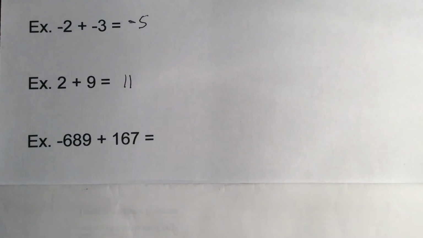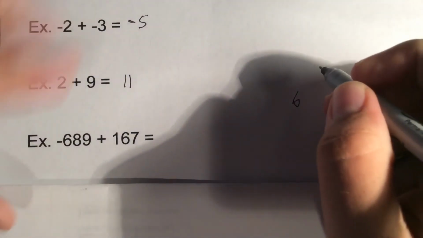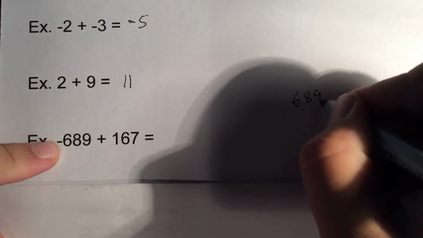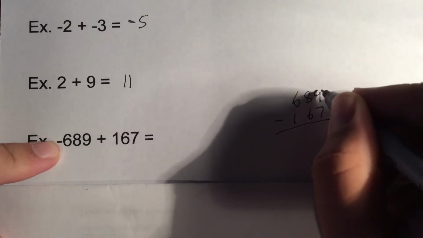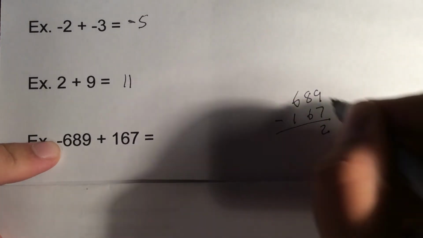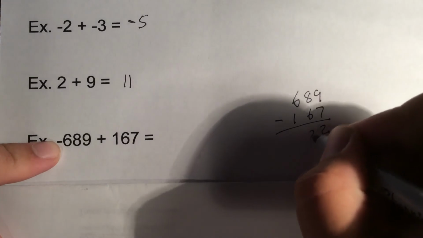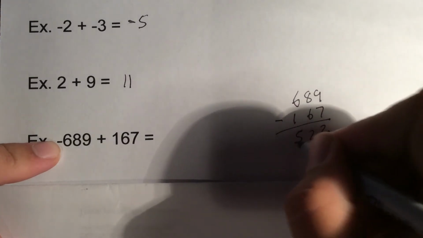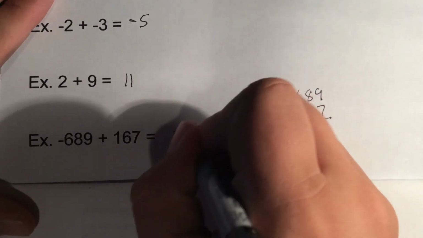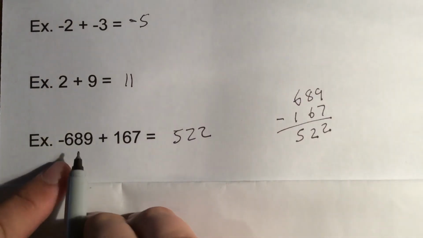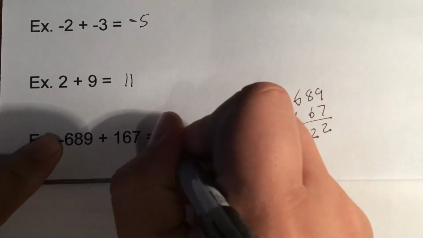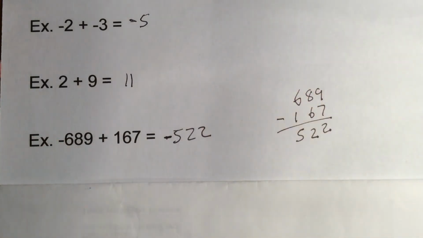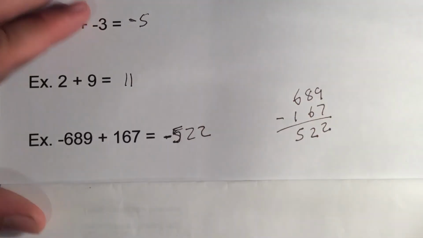So, different signs. So we're going to go ahead and subtract them. The bigger number is 689, and we're going to subtract out the smaller one, 167. So 9 minus 7 would be 2. 8 minus 6 would be 2. 6 minus 1 would be 5. So 522. Then we go back and look. Okay, 689 was our bigger number. It was negative. So we're going to have a negative answer here. So a negative 522.